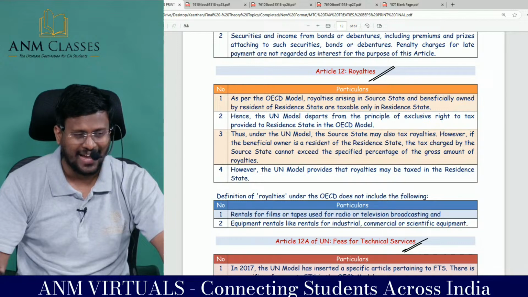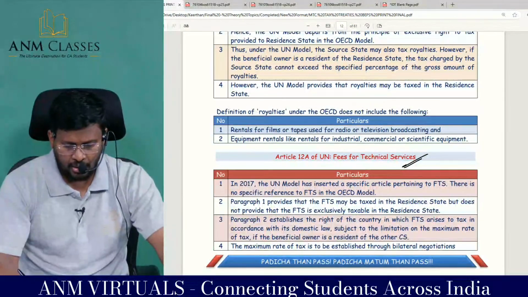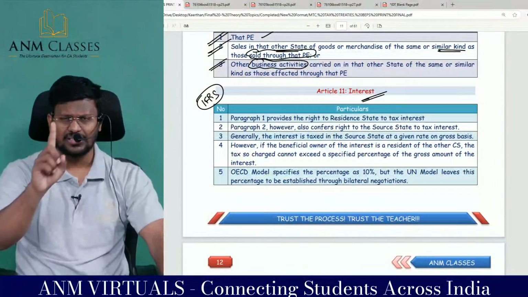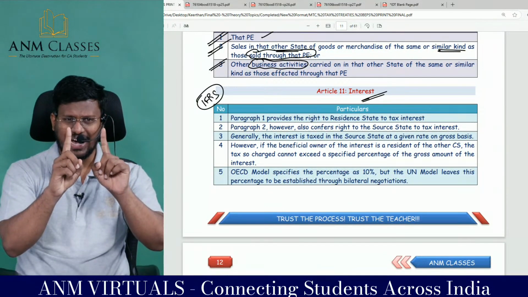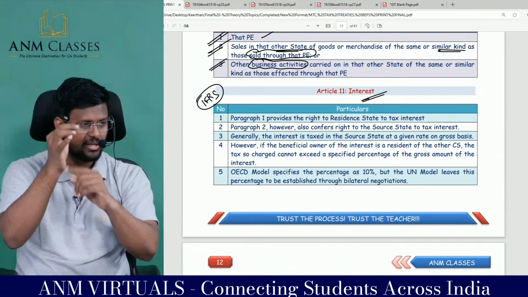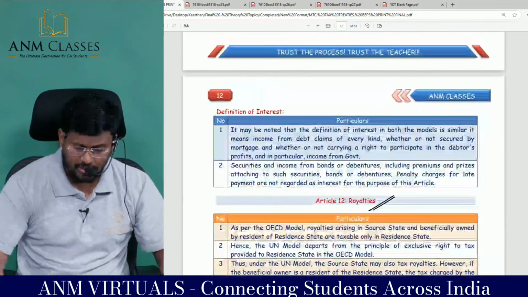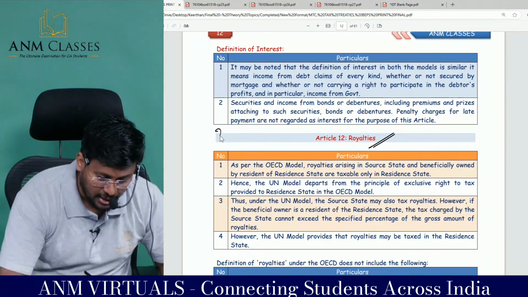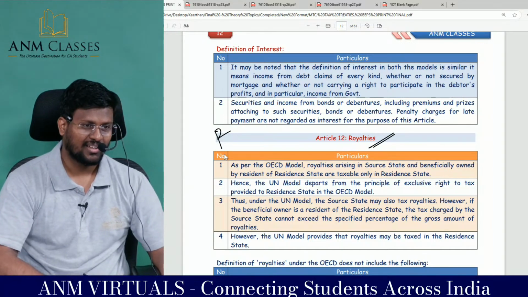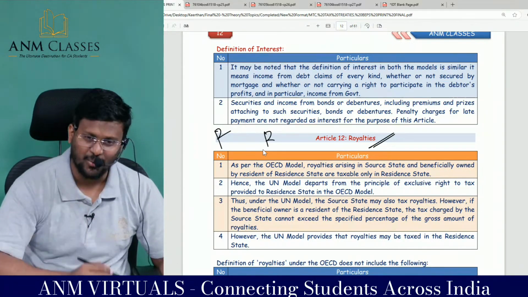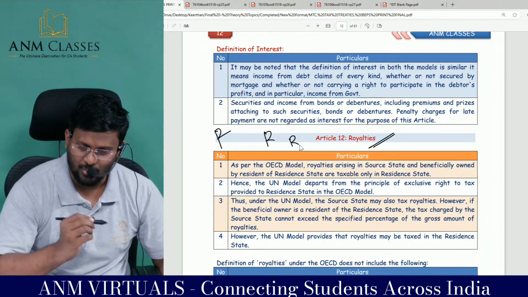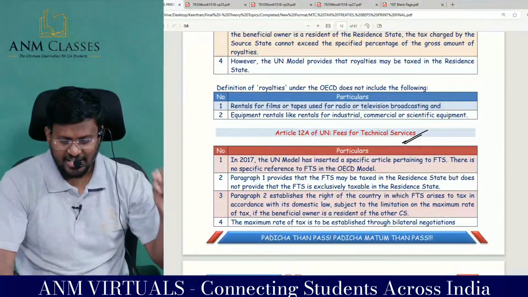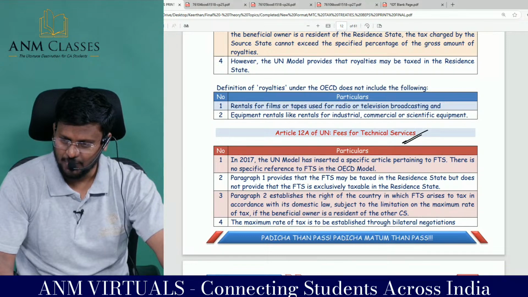Article number 12, royalty. Article number 12A, fees for technical services. What is Article 11? Interest. And Article number 12 is what? Royalty. R stands for royalty. That's why Article number 12 is royalty. Article number 12A is fees for what services? Technical services. Fees for technical services.